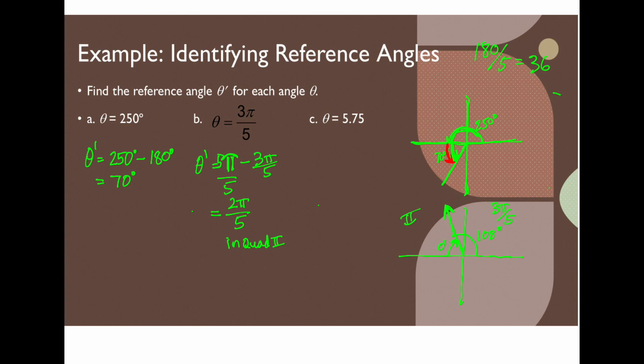C, theta equals 5.75. This is kind of a weird one. We're not quite used to that. But what would that be in terms of quadrants? Well, first of all, is it a degree or is it a radian? Here we need to look at what symbols are being used, and there's no symbol for degrees, so we assume it's a radian. Radians are just real numbers. Sometimes we write them with pi's and all that, but when it comes down to it, it's just a real number.